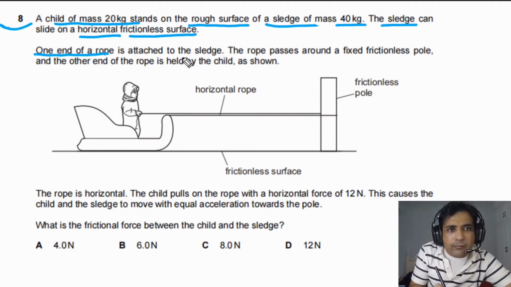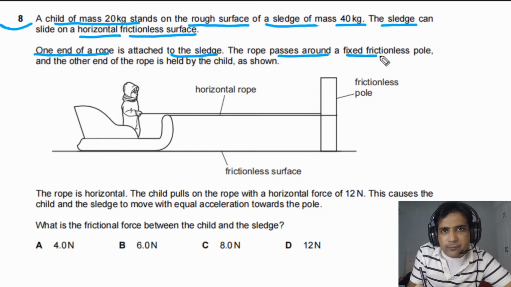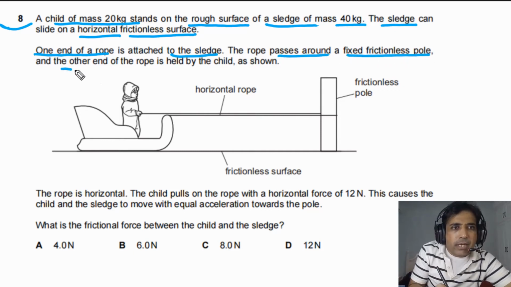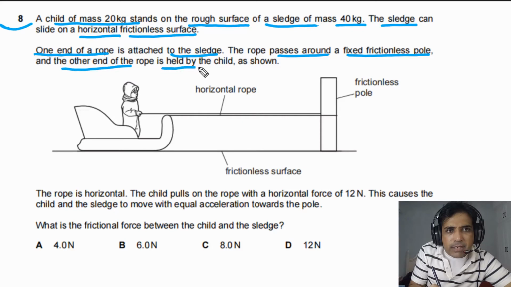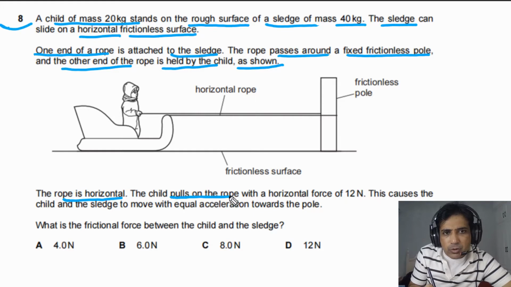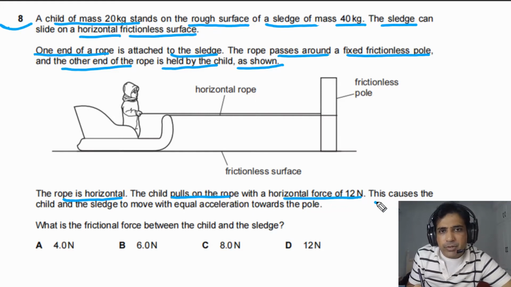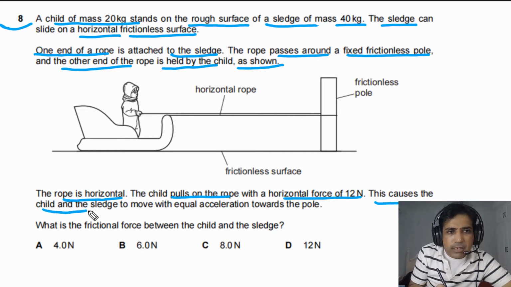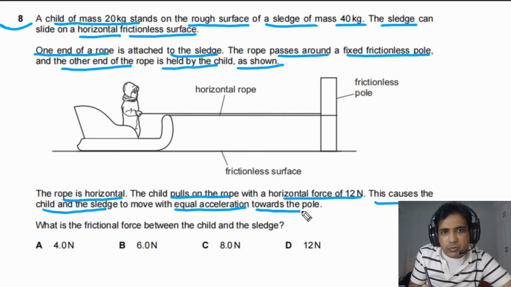One end of a rope is attached to the sledge. The rope passes around a fixed frictionless pole, and the other end of the rope is held by the child as shown in the figure. The rope is horizontal. The child pulls on the rope with a horizontal force of 12 newtons. This causes the child and the sledge to move with equal acceleration towards the pole.